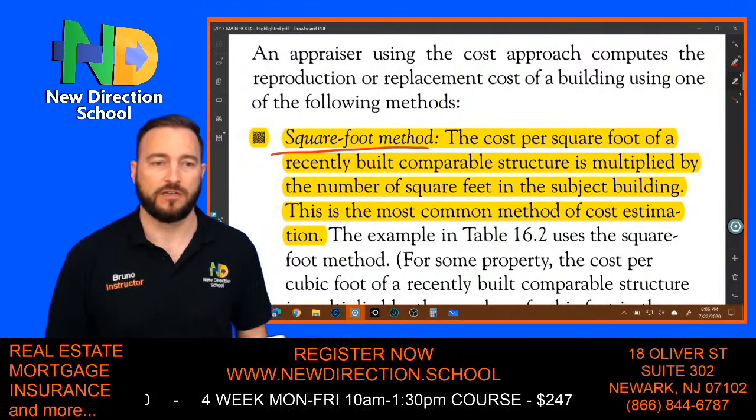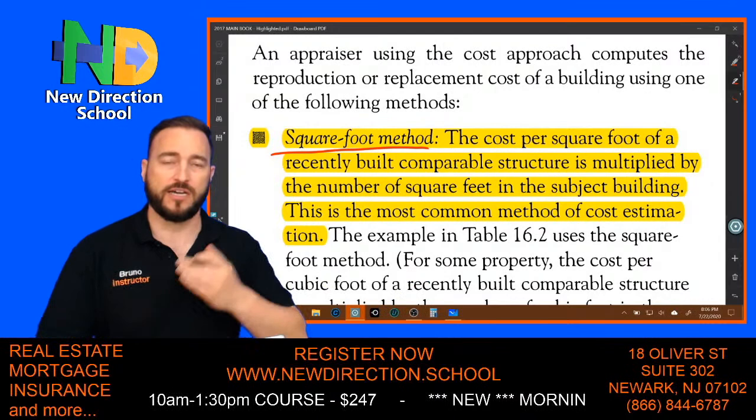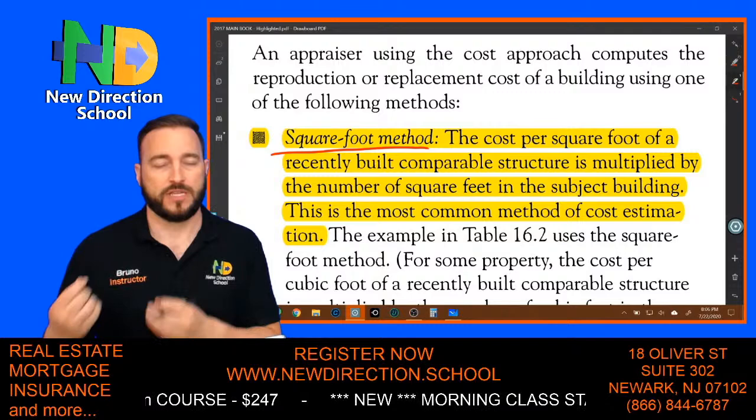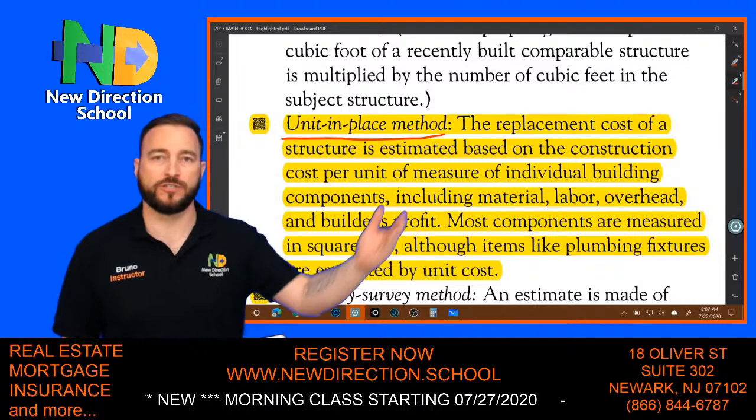Remember, there's conformity, right? Conformity means almost all the properties in the area are built the same way. Same design, same square footage, same everything. So it's easier to calculate how much it is going to cost to build. The unit in place method was probably the initial part of it. Before we were able to calculate the square foot method, we needed to figure out what was the cost per unit of individual building components, right?